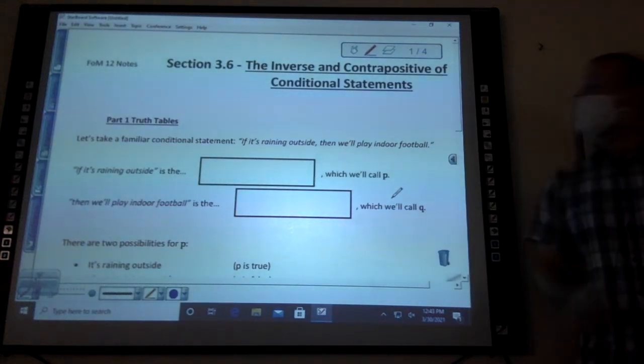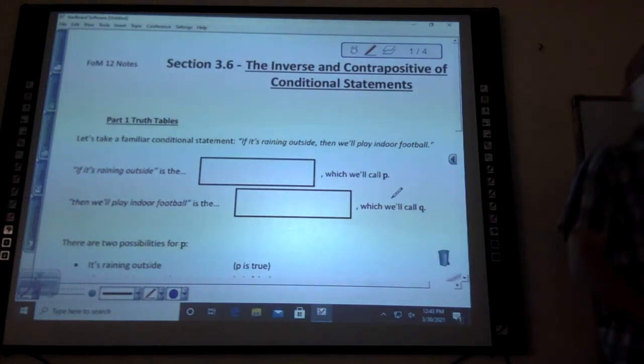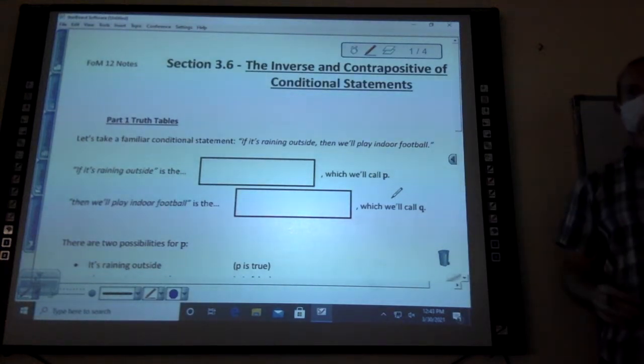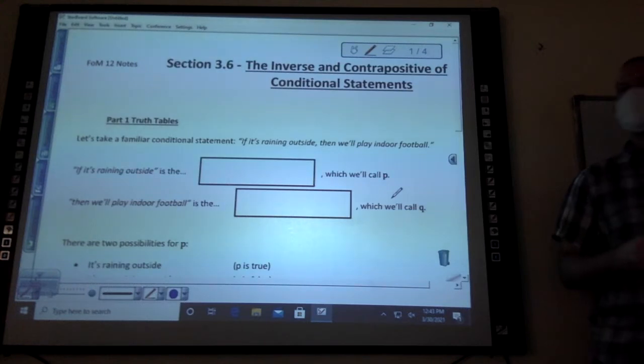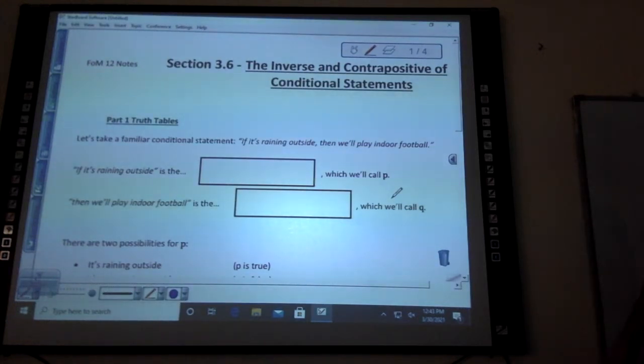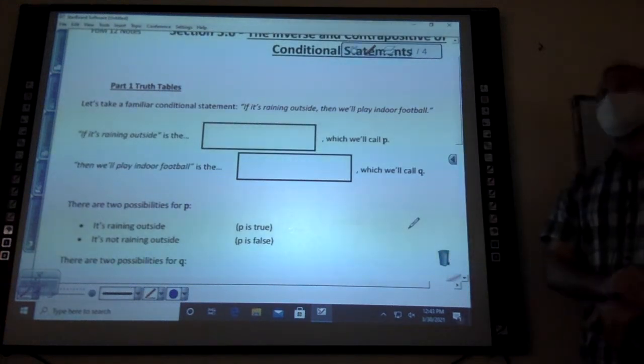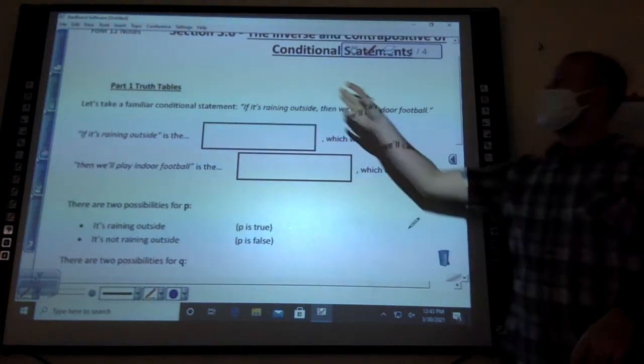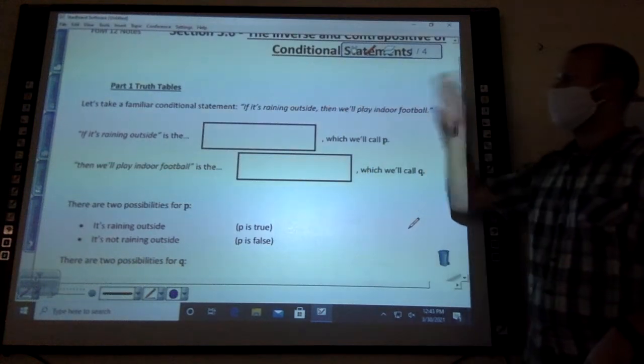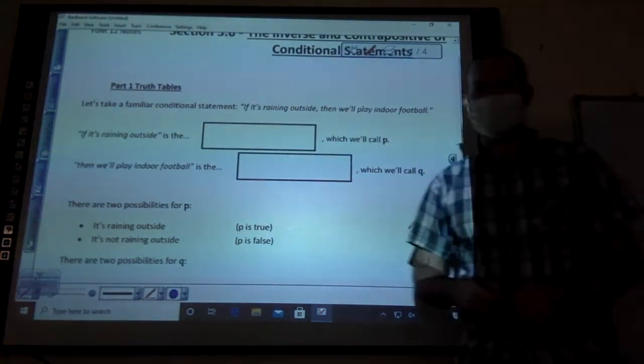I could make an outrageous one like, if it is sunny outside, then I'm going to have ice cream for lunch. It's a conditional statement, but it makes no sense. So just because something is a conditional statement doesn't mean it needs to make sense. It just means it has to have a condition. If this, then this. And so that's what we're getting into today.